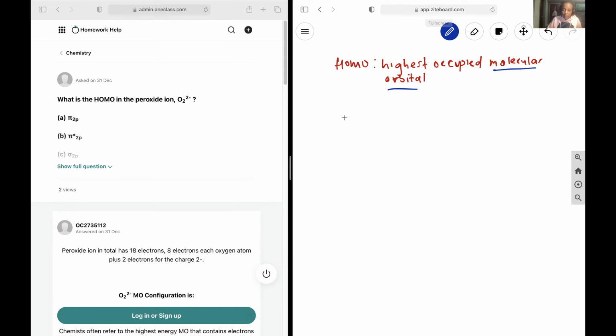And so first we should just count out the electrons that we should have for O2 2-. And so typically we would have 8 electrons for each oxygen, so times 2. And then because of the -2, we're going to add 2 more electrons. And so this is going to give us 18 electrons. And so we can just do 9 electrons per O2 1-.